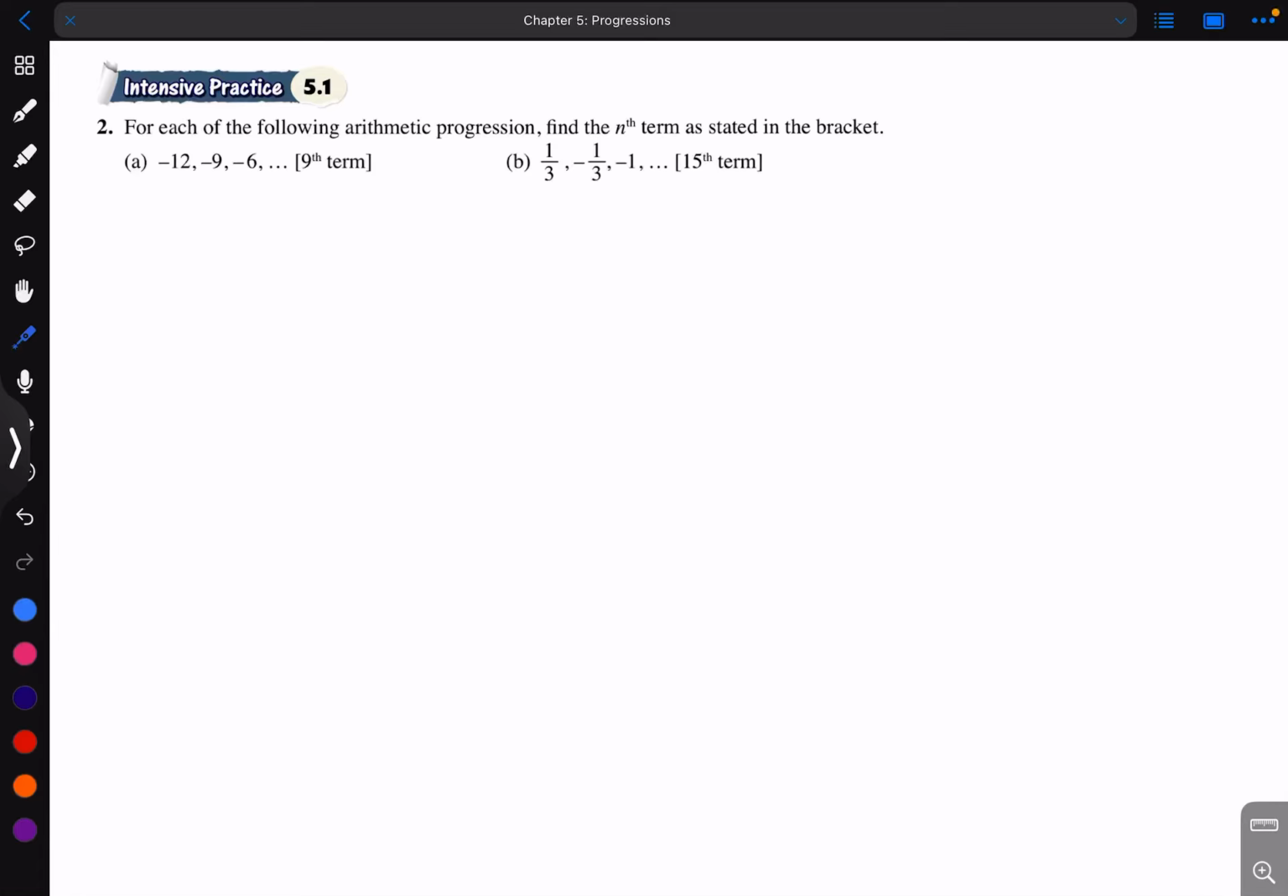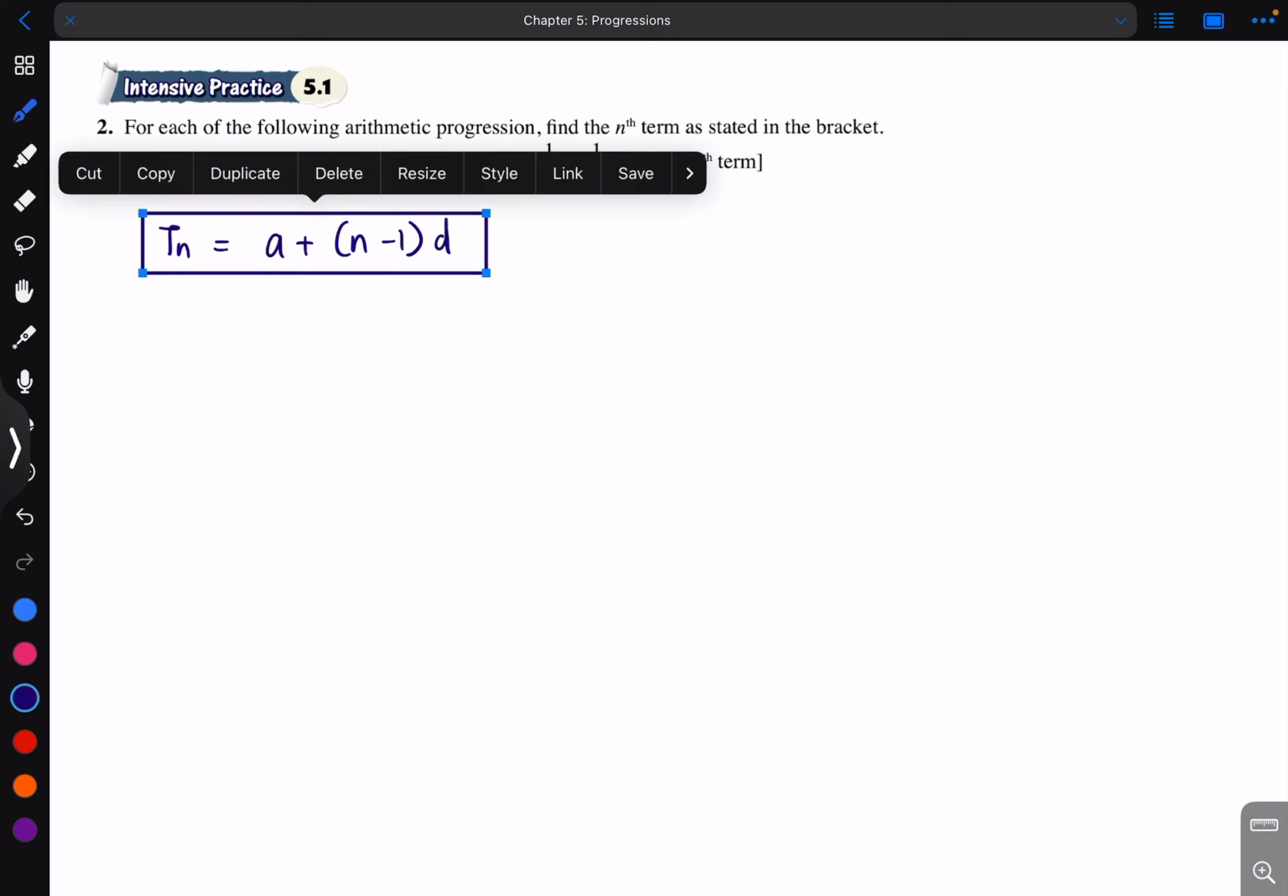Intensive Practice 5.1, question 2. For each of the following arithmetic progressions, find the nth term as stated in the bracket. So basically here they want us to find Tn. So the formula for Tn will be a + (n - 1)d. This is for arithmetic progression.